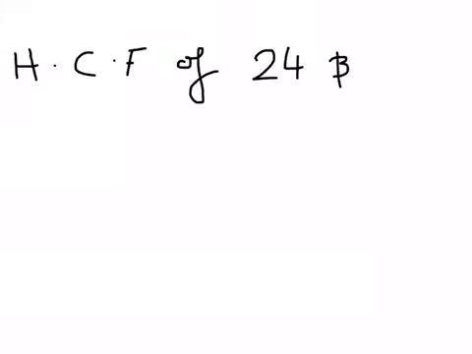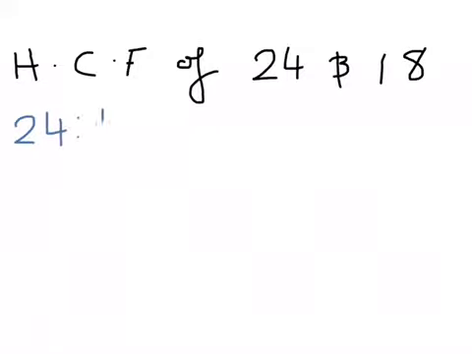Let's do another one. Say we are looking at the highest common factor of, let's go with 24 and 18. Try it by yourself first, try and list the factors and then check if you've got it correct. Alright, so now let's check.